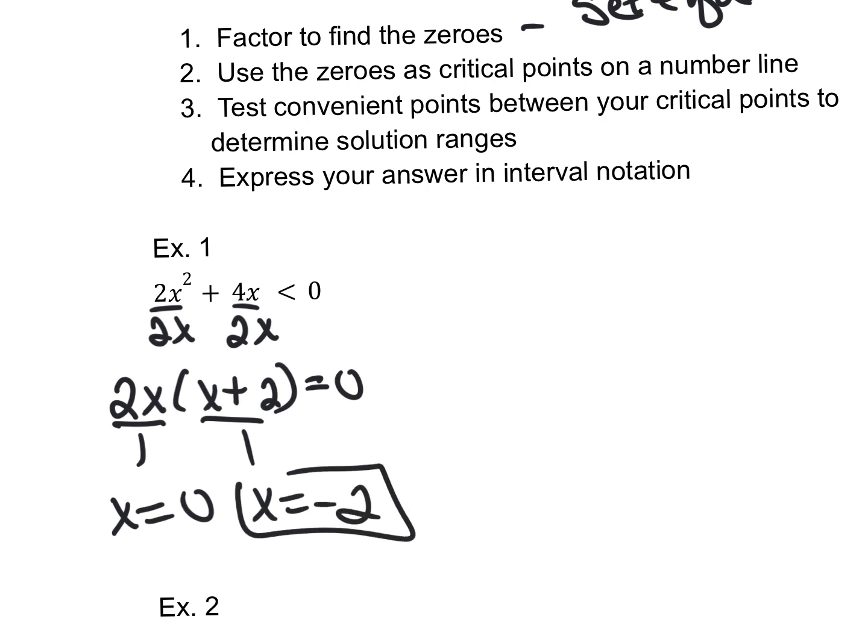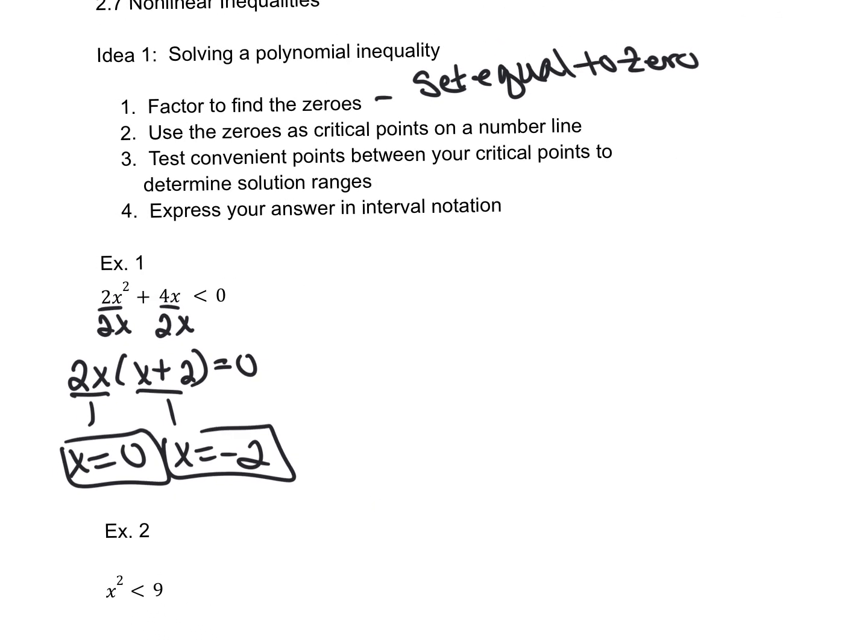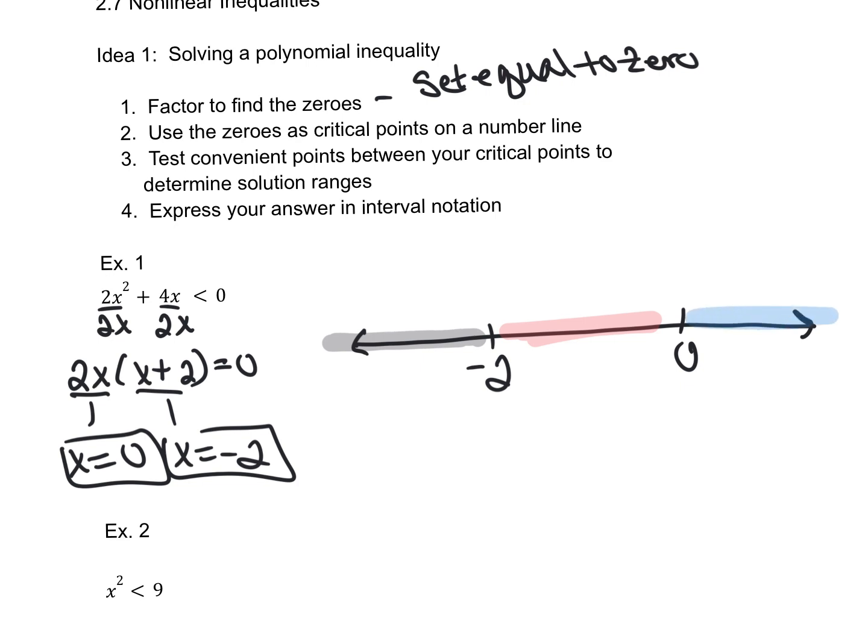So these two values here on a number line, we are going to see what's happening. So we're going to make our number line. Okay, so we're going to put, obviously in order, -2 and 0. And if you notice, those critical points break the number line into 1, 2, 3 separate pieces.